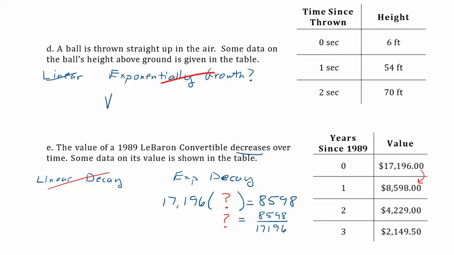8,598 divided by 17,196 is 0.5. Wow, I didn't really recognize that as half. That means that 8,598 is exactly half of 17,196. If the numbers were a little nicer, I probably would have noticed that, but I did not.